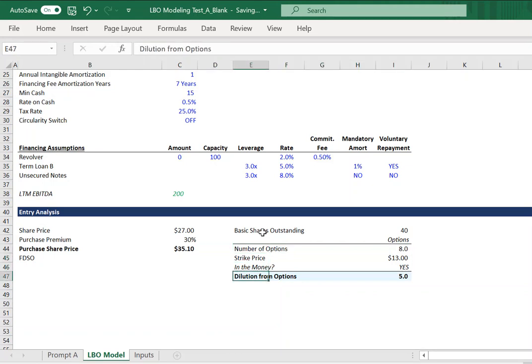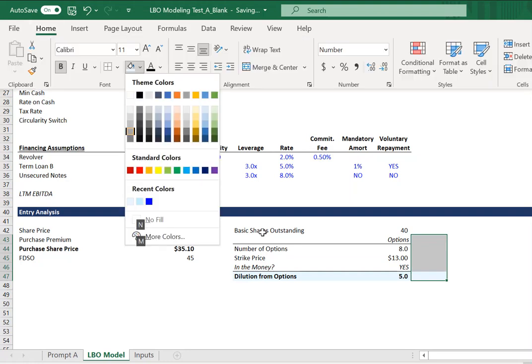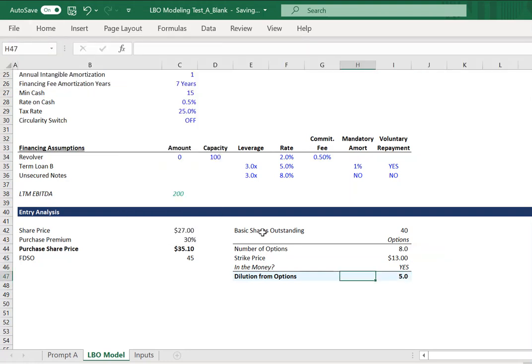Okay, great. So now our FDSO is going to be our basic shares outstanding plus our dilution from options. And so let's say you had another tranche of options, right? You could simply build that over here and sum both of these, right? But in this case, we don't. So let's go ahead and get rid of that.